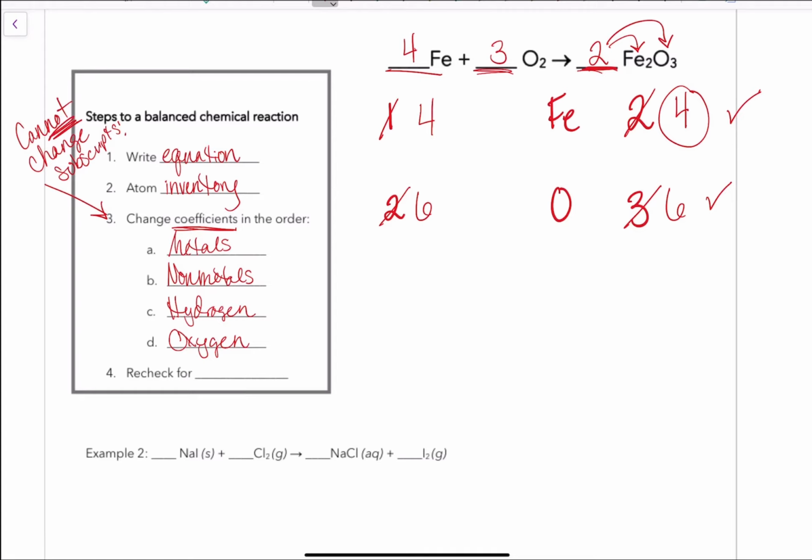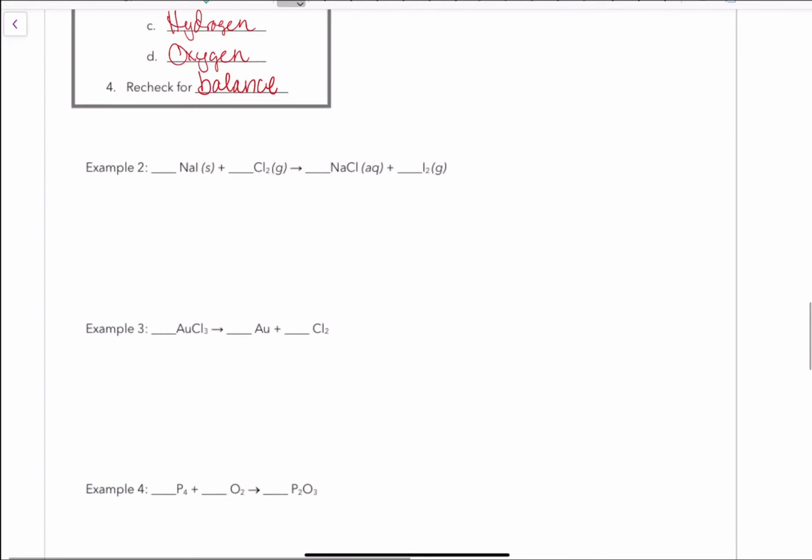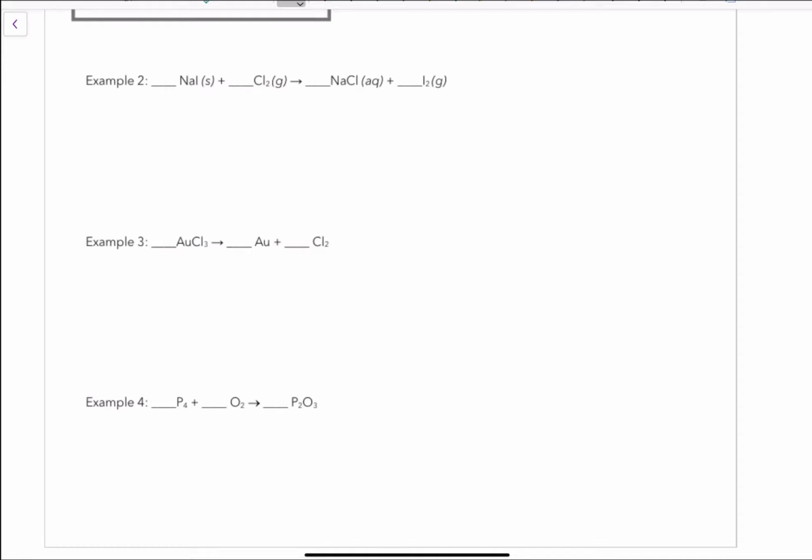So the last thing that we're going to do is just recheck for balance. We just want to recheck and make sure everything's good. So we have 4 irons, 4 iron, 6 oxygen, 6 oxygen. Everything is balanced and it's good to go. All right, so that was nice and slow for how this works. The second example, I'm going to do this one with you as well. And then example 3 and 4, you're going to start to try on your own.